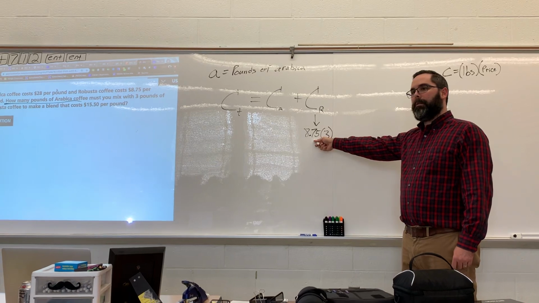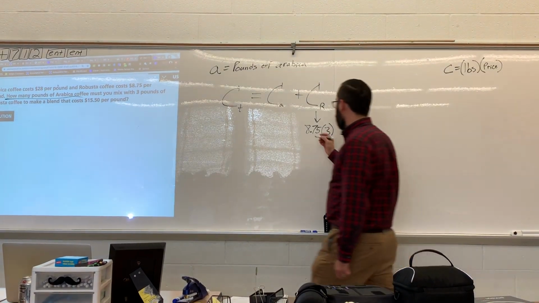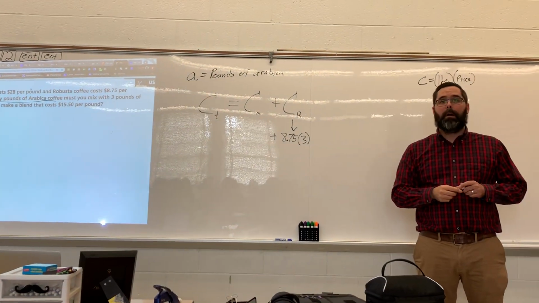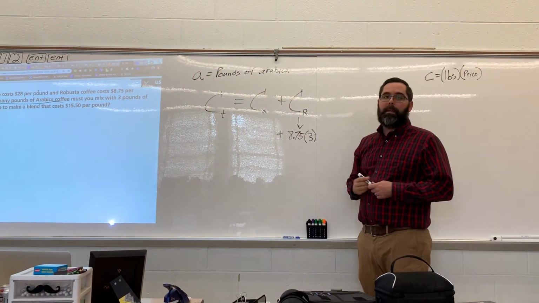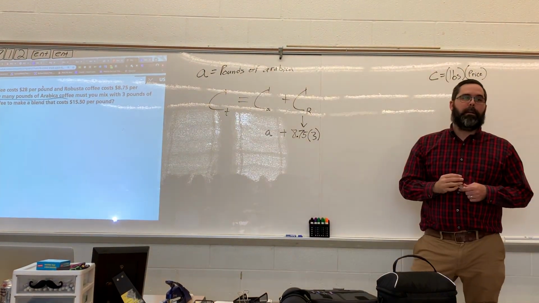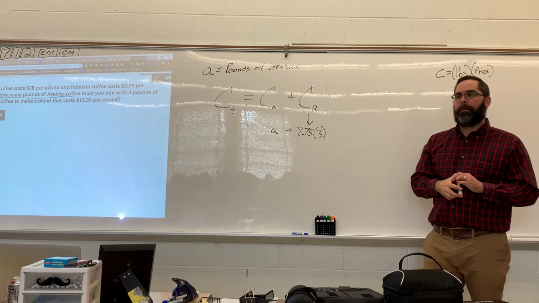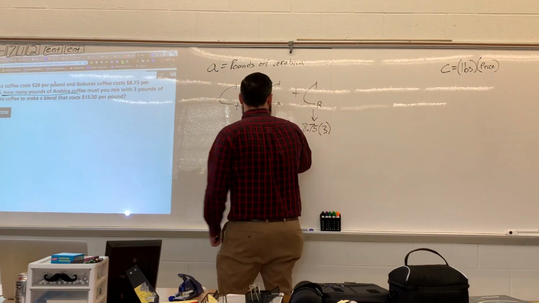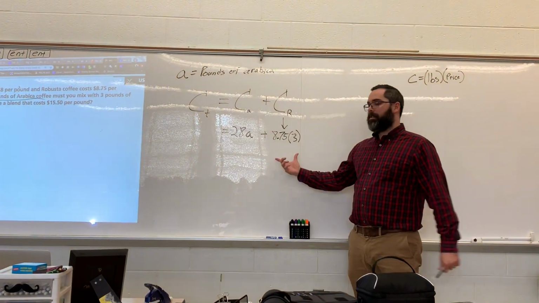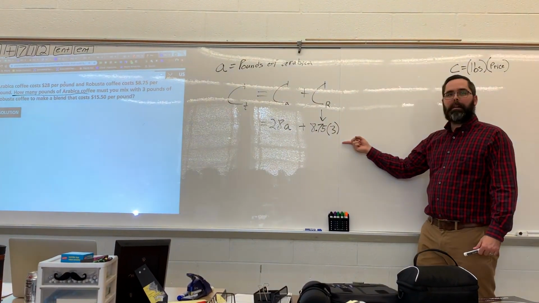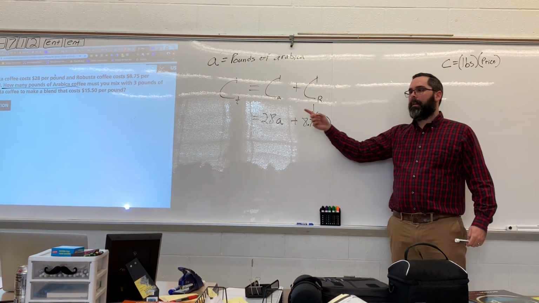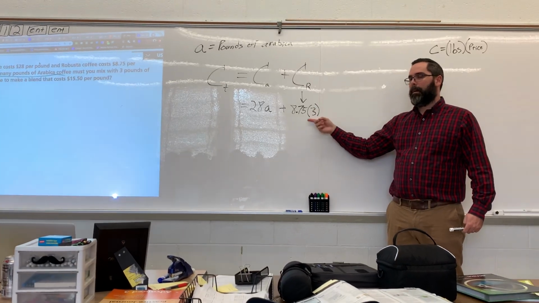We know it's 8 3/4, and we're getting 3 pounds of it. How much of the Arabica are we getting? Well, we don't know. That's what we're looking for. So that's going to be A, right? And we're going to multiply that by the price per pound for Arabica, which we do know. What's the price per pound of Arabica? 28. Okay. So we've got our first expression. What does this expression represent? The cost of the Arabica and the cost of the Robusta.